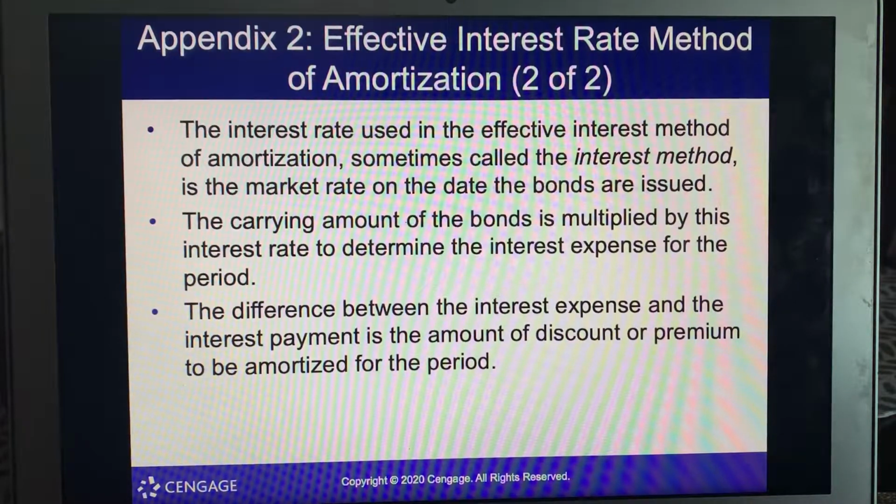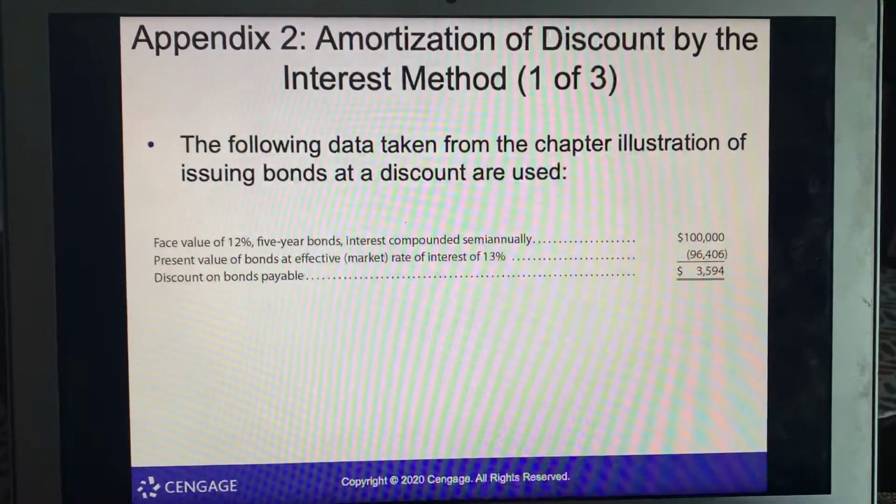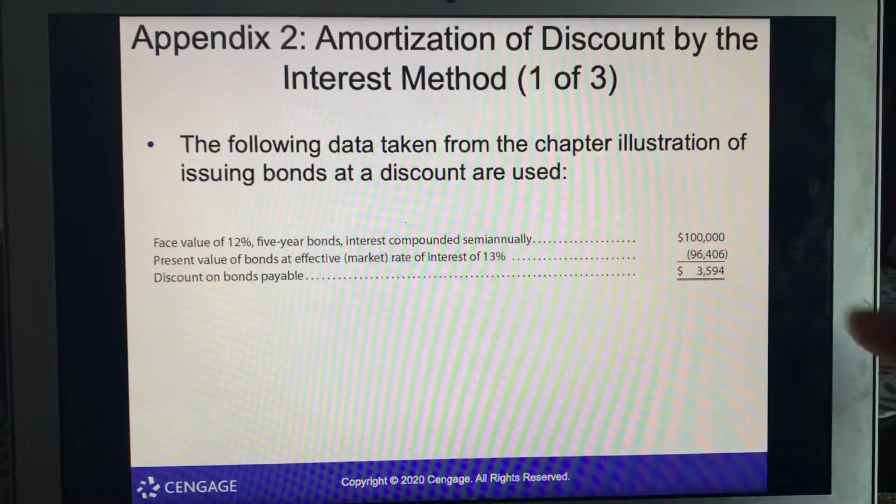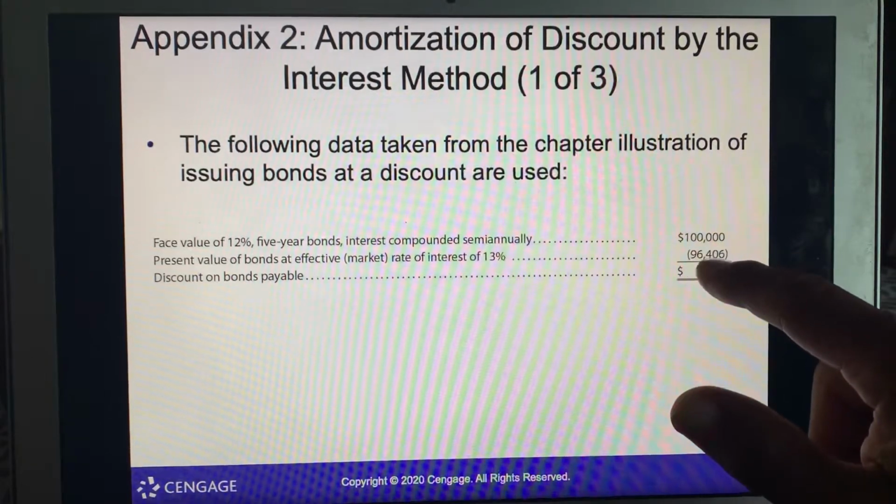The carrying amount of the bonds is multiplied by its interest rate to determine the interest expense for the period. The difference between the interest expense and the interest payment is the amount of discount or premium to be amortized for the period. Okay, so face value 12%, 5-year interest compounded semi-annually, 100,000.